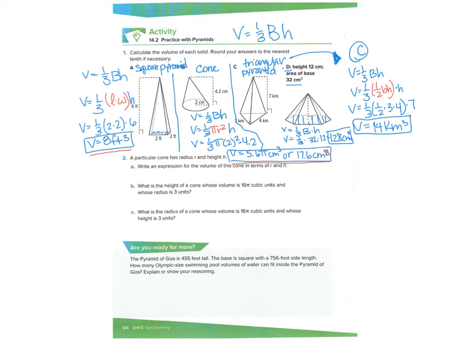So let's take a look at number 2. A particular cone, just like in B up above, has a particular radius and height.